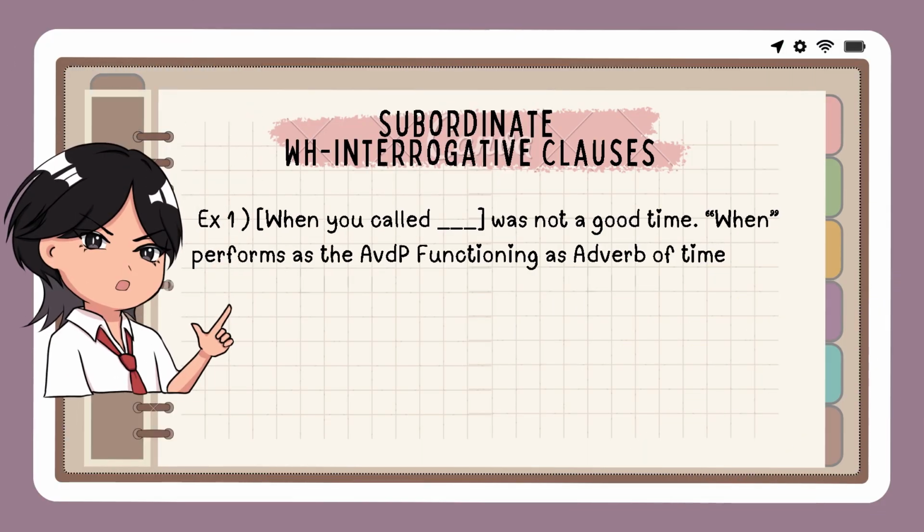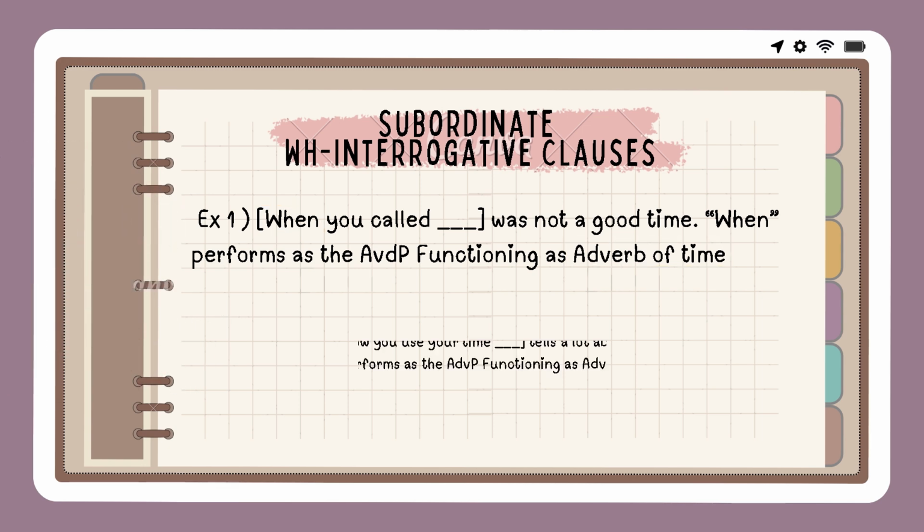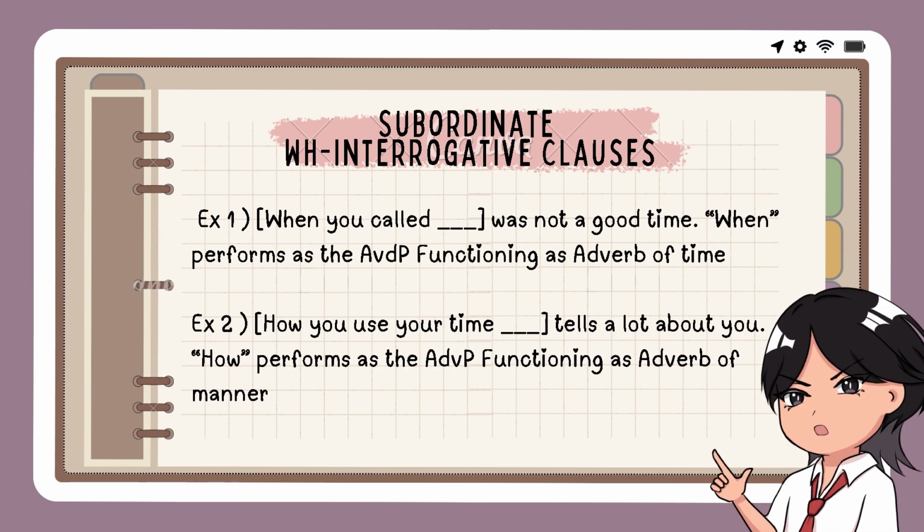Now, let's see the next one. For example, when you called was not a good time. When performs as the adverb phrase, functioning as adverb of time. And the next example, how you use your time tells a lot about you. How performs as the adverb phrase, functioning as the adverb of manner.